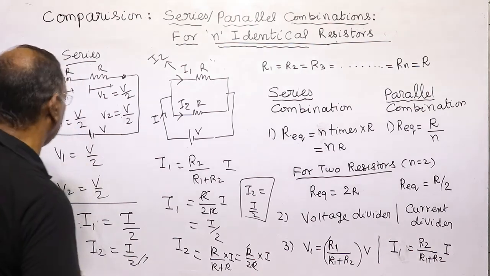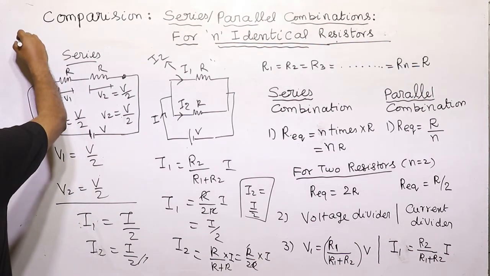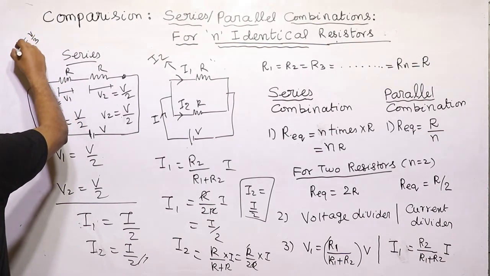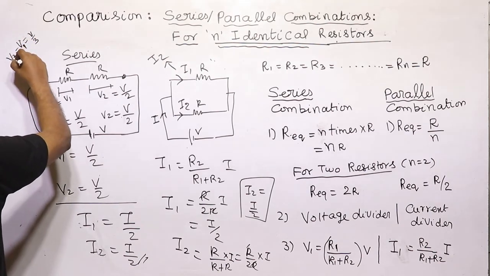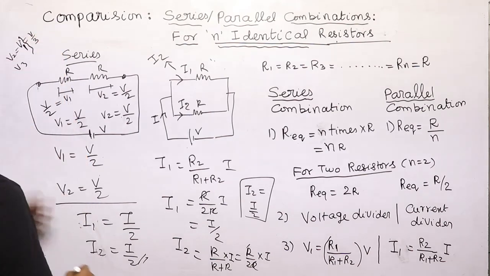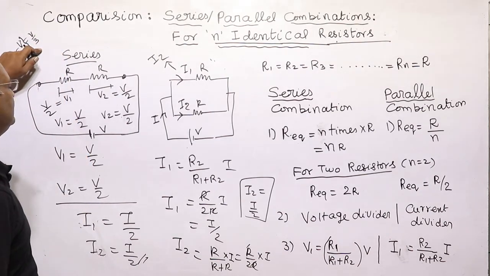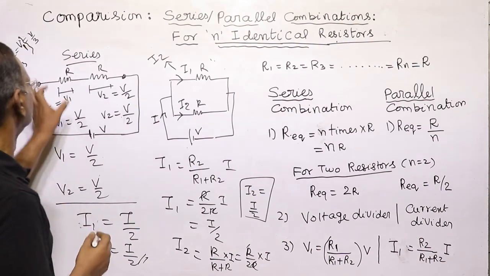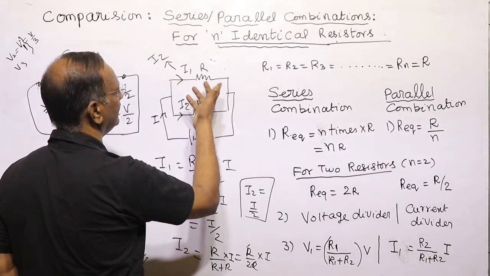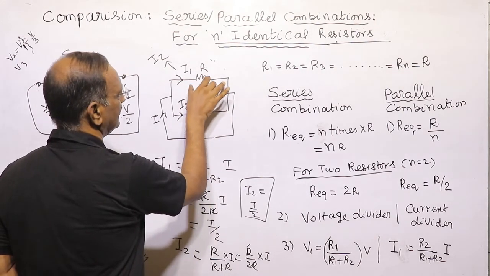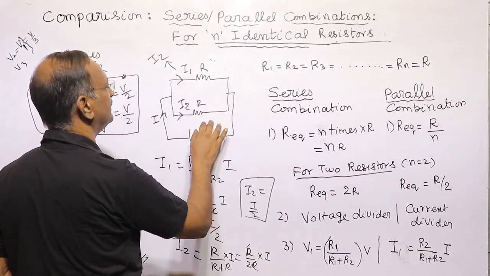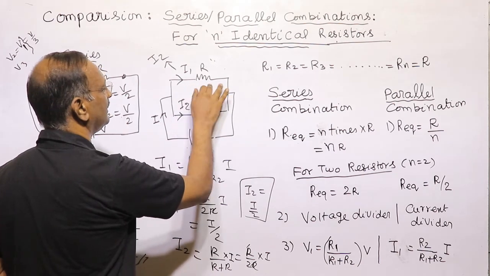In case of three equal resistances, V1, V2 and V3 are all equal to V by 3. Total voltage divided by the number of resistors is the voltage across every resistor. Here the current in each resistor is equal to the net current divided by the number of resistors, for identical resistors connected in parallel. That is the current through every branch.